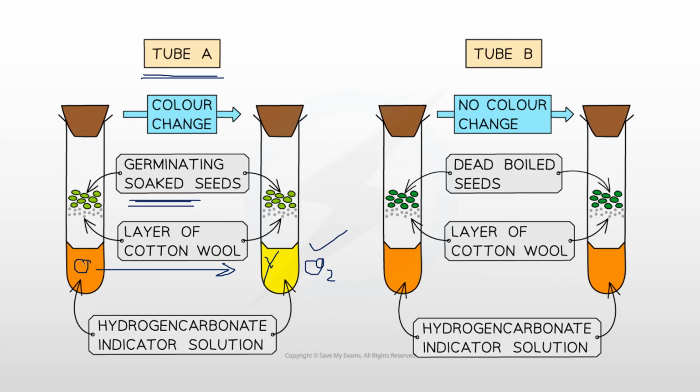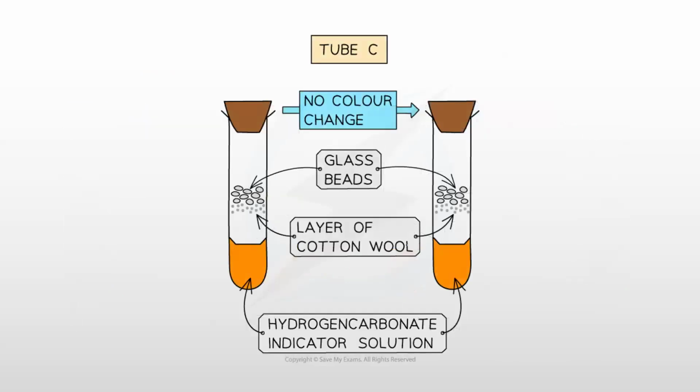So what is the color of hydrogen carbonate? Orange. It turned from orange to yellow, indicating high concentration. In the dead seeds, the hydrogen carbonate indicator remained orange because there was no change in color. No carbon dioxide was produced. Got it? Yes. And in tube C as well, there was no color change because no carbon dioxide was produced. What if there was another organism that would absorb CO2?